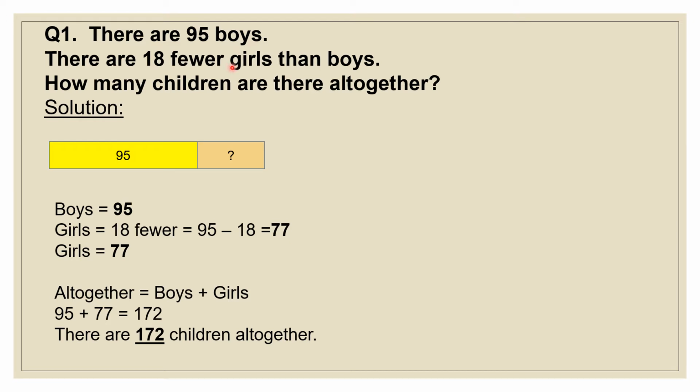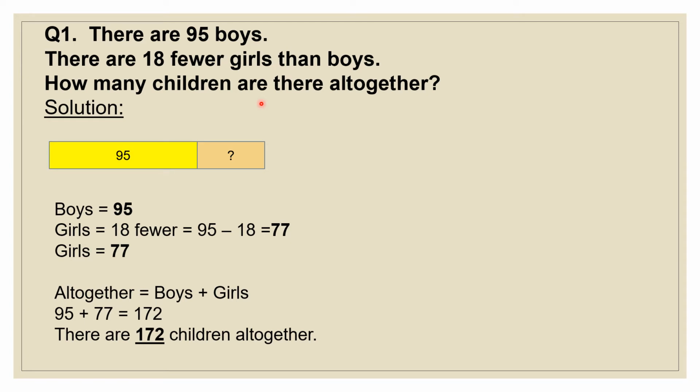First of all, I'll find the number of girls here because the number of girls is not given. I need to find them out. I'll do 95 minus 18 to get the number of girls. Then the question asks how many children are there altogether. In altogether I'll do plus. I'll add boys and girls together. So first I'll subtract to find the number of girls, and then I'll add the number of boys and girls to get my final answer. Here we are doing subtraction and addition both. You need to read the question properly and understand what you need to do.